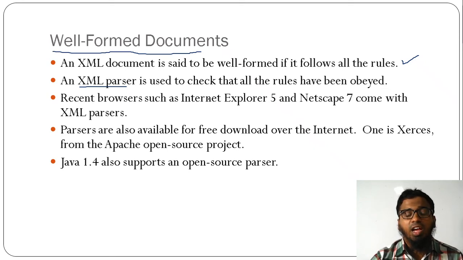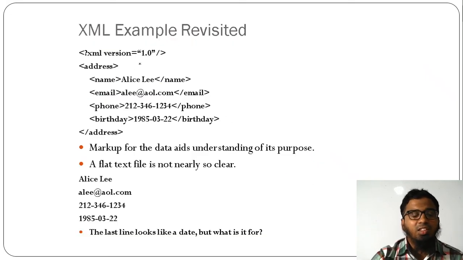Recent browsers such as Explorer 5 and Netscape 7 come with an XML parser. Parsers are also available for free download over the internet, such as Xerces from the Apache open source project. You can download a parser, or Java 1.4 also supports an open source parser. Next, this is a simple example: address, with the name given. This is an element and the version is 1.0.